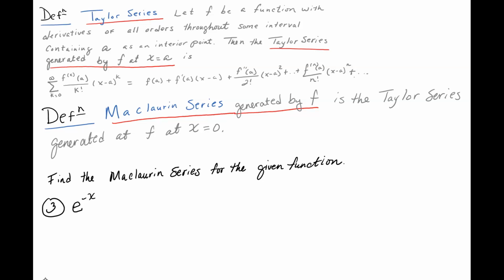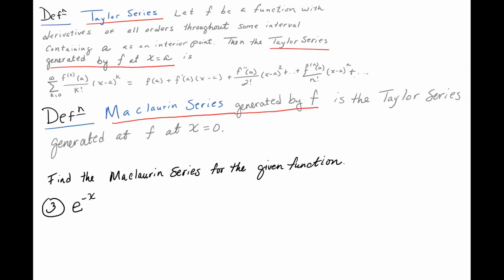The Taylor series generated by f at x equals a is just this summation from k equals 0 to infinity of the kth derivative of f at a over k factorial times x minus a to the k. So what it evaluates to is f of a plus f prime of a times x minus a plus f double prime of a over 2 factorial times x minus a squared, and so forth and so on, up to the nth order derivative at a over n factorial times x minus a to the nth, and so forth and so on. So it's a pattern that's followed.